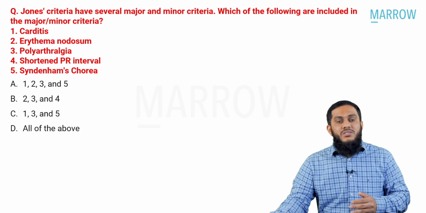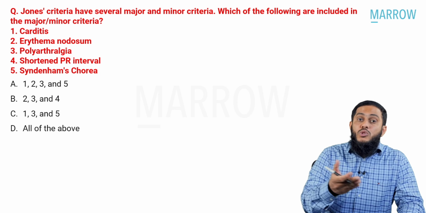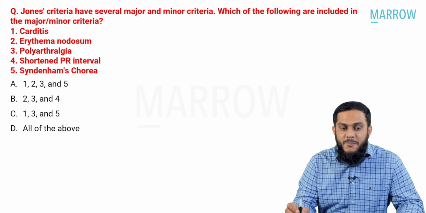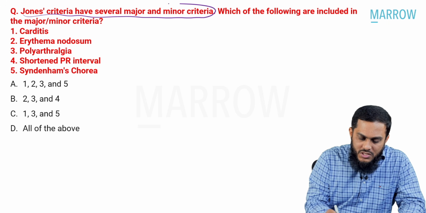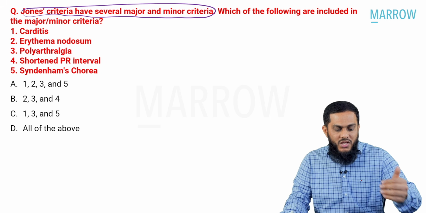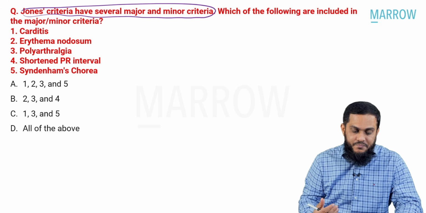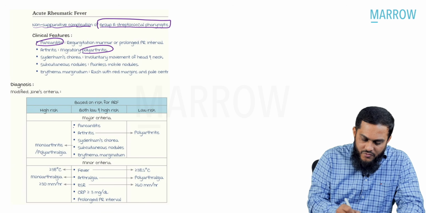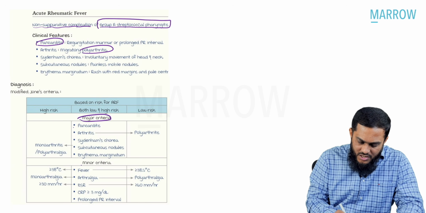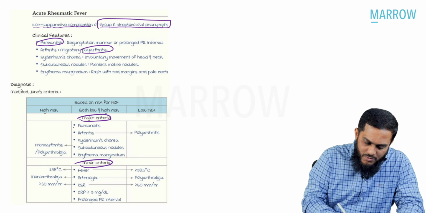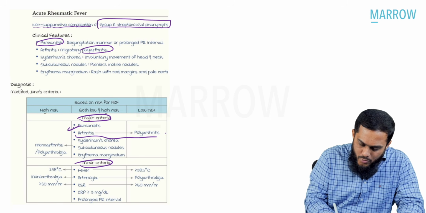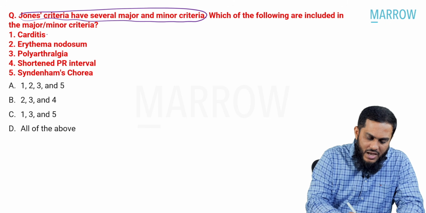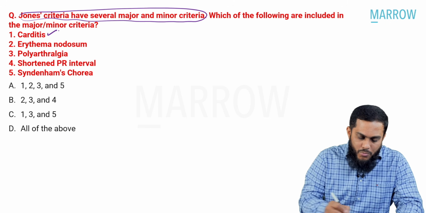One more question was there on acute rheumatic fever that can also be answered from class notes. Jones criteria have several major and minor criteria. So the examiner is asking about the Jones criteria, major and minor criteria. Which of the following are included? Carditis included or not? Just now we have seen, we have written here, these are the major criteria and these are the minor criteria. So major may be pancarditis and polyarthritis.